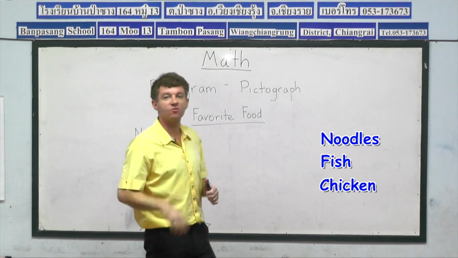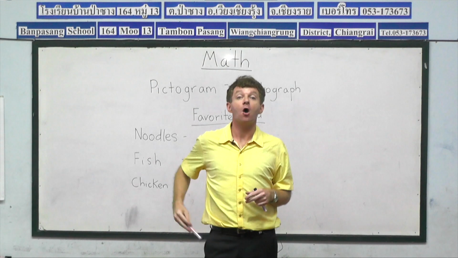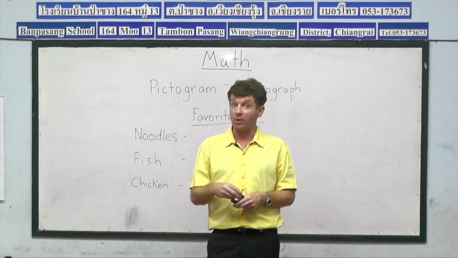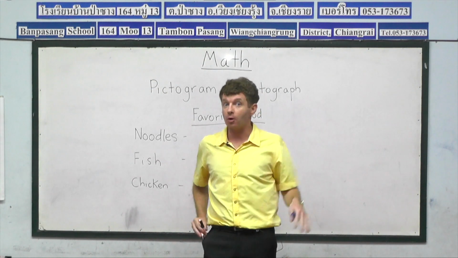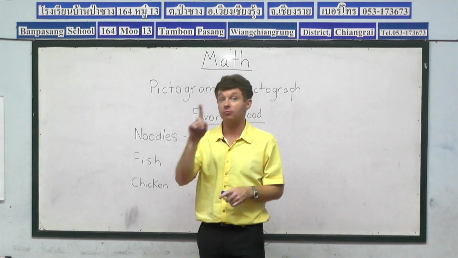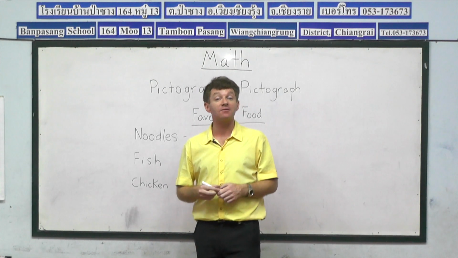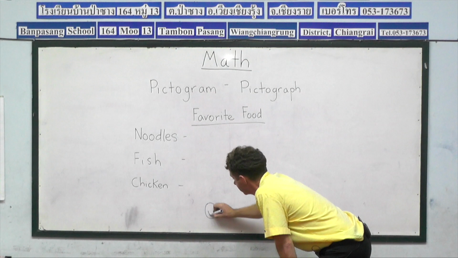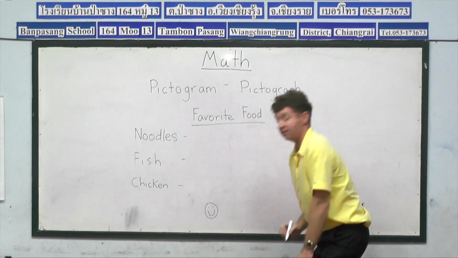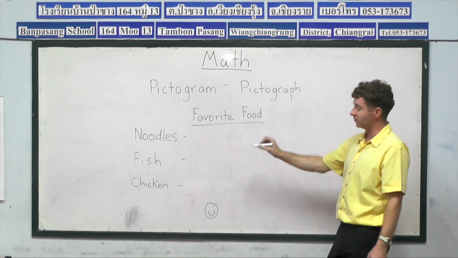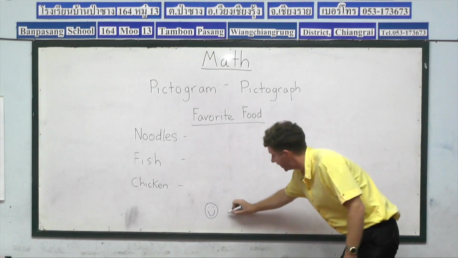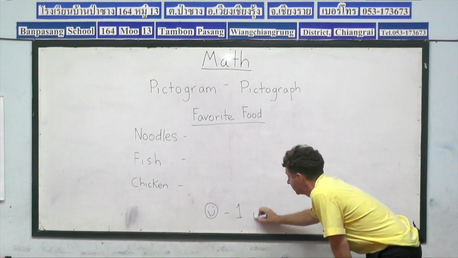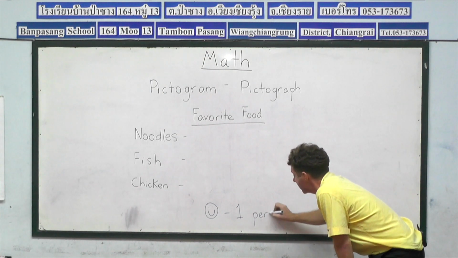And what we're going to do is design our own pictogram or pictograph based upon what we like the most. We're going to ask our students to come forward and draw. What we're going to do, guys, for our key is draw a smiley face. The food that you like the most, draw a smiley face. So our key is one person per smiley face.